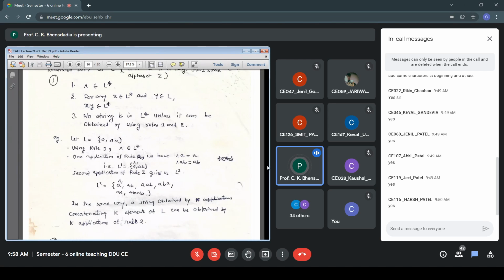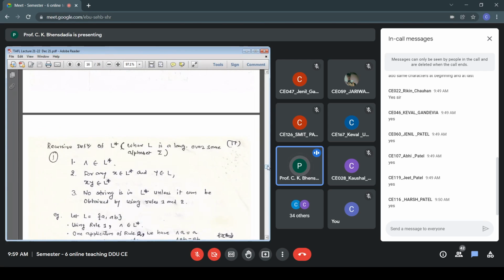Similarly, we can take A and AB. There are 2 elements present, A and AB, so by concatenating 2 elements of L, we get AAB. That is there in L square. It is obtained by 2 applications of rule 2, so it will be an element of L square, or L star. This is just for our understanding.